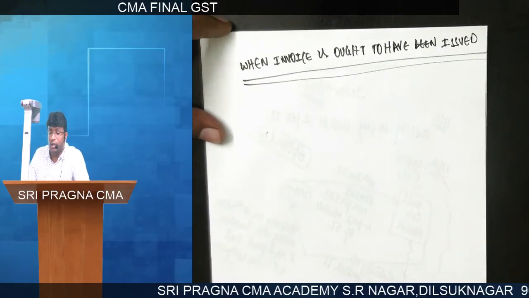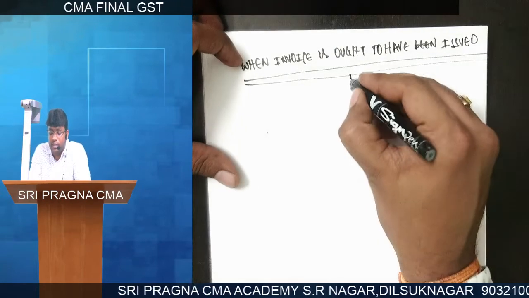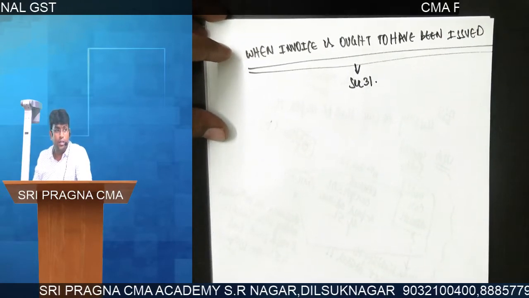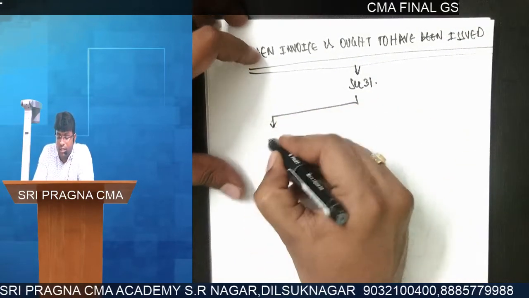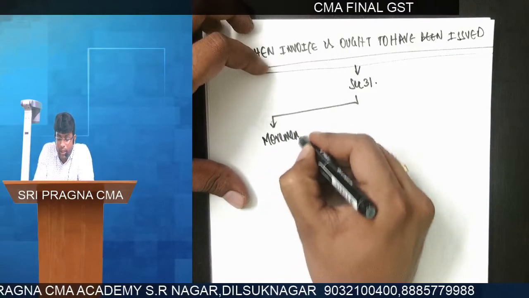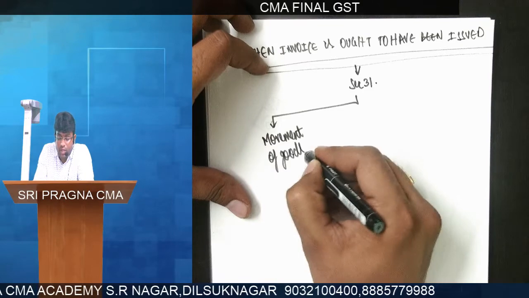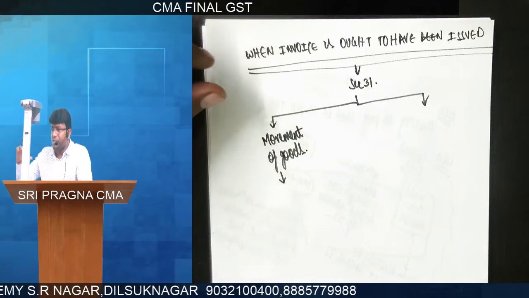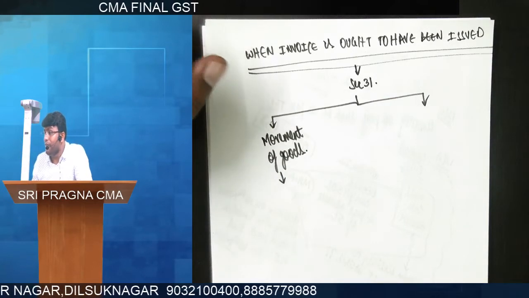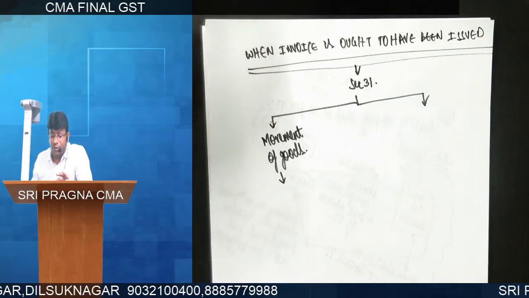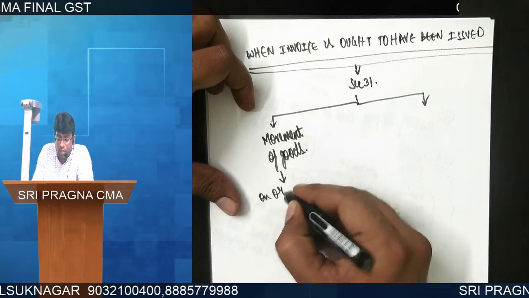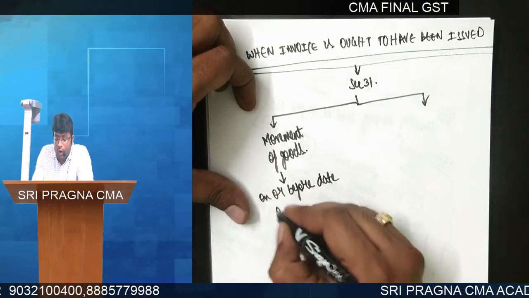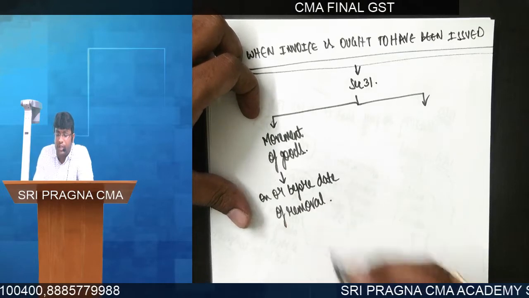When invoice is ought to have been issued. Clear, my dear friends? This concept is given by section 31, which clearly says that in case where there is a physical movement of goods, on or before the date of removal. On or before the date of what, sir?